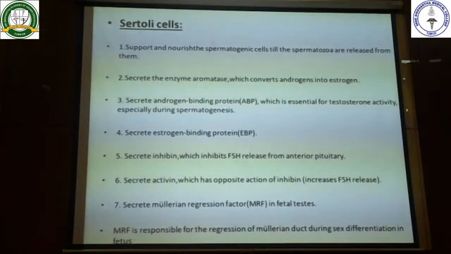Moving ahead to the fourth function, it secretes estrogen binding protein. Just as it secretes the androgen binding protein, at the same time it is also secreting estrogen binding protein. Next, the fifth function, it secretes inhibin, and this inhibin inhibits the release of follicle stimulating hormone from the anterior pituitary. So it secretes this inhibin in little portions.